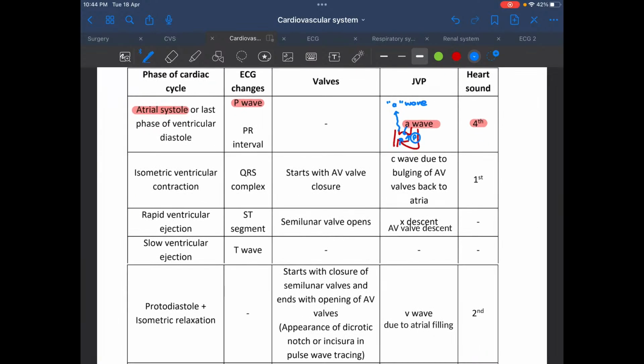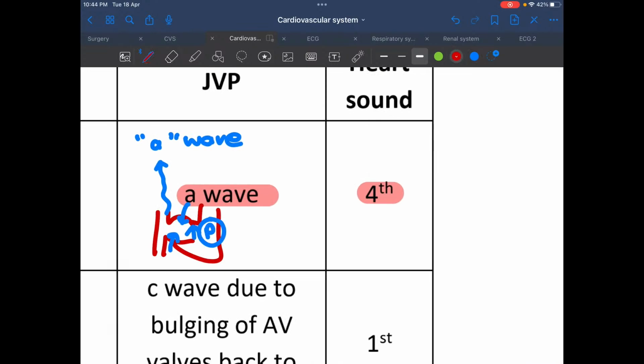Okay? Do I see a heart sound here? Definitely I do. In some individuals, I can see an S4. Okay? So this is known as your S4, also known as your atrial kick. Okay? So this is your S4.